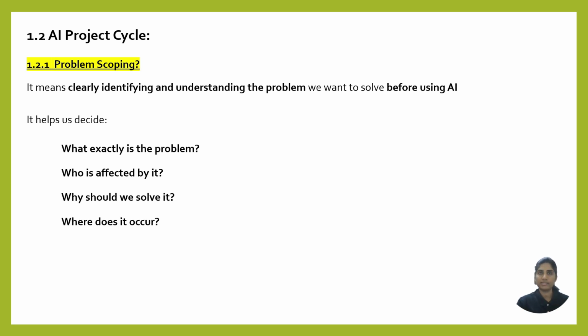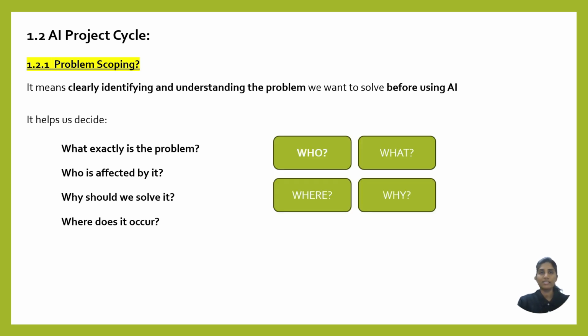And next is, where does it occur? So mainly, in which village it is occurring, in which place it is occurring. It can also constitute, and we will come to know, and we will discuss this more. Okay, so these are the four main questions which we have to ask. So these are the 4 W's: who, what, where, and why.